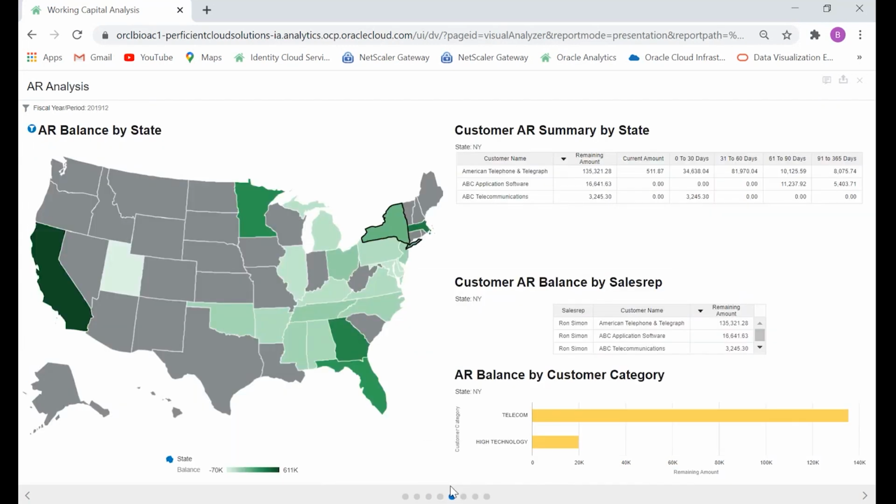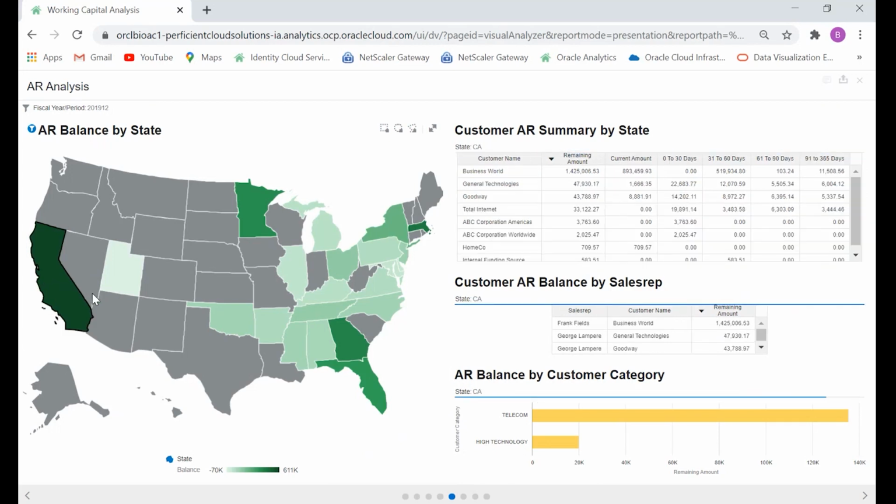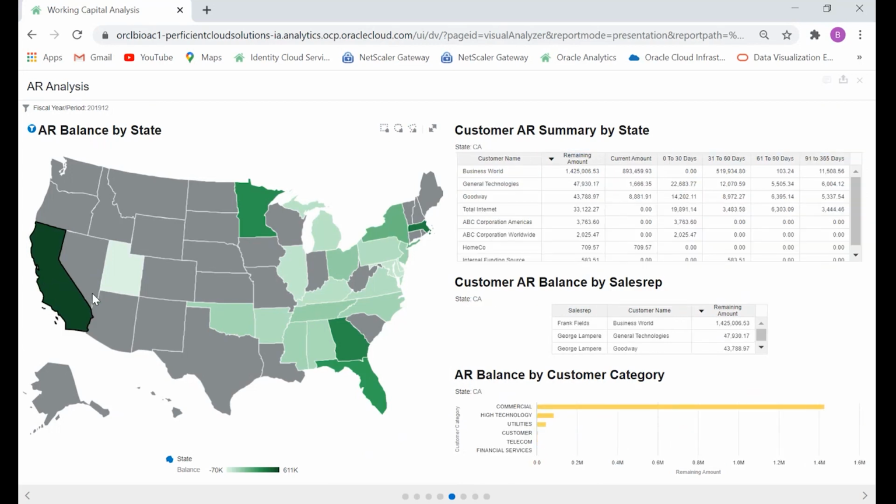The next page continues our focusing on current AR, starting with a map illustrating where creditors are located by state. This page begins to provide actionable information for the financial executive. By selecting a state, the current AR balances and aging are shown by customer, as well as identifying the sales rep responsible for the customer. This page also provides insight into customer categories and their balances within the state.